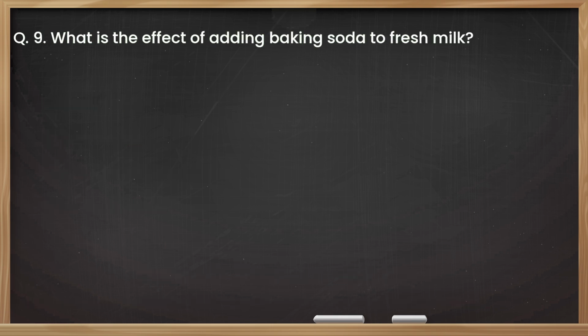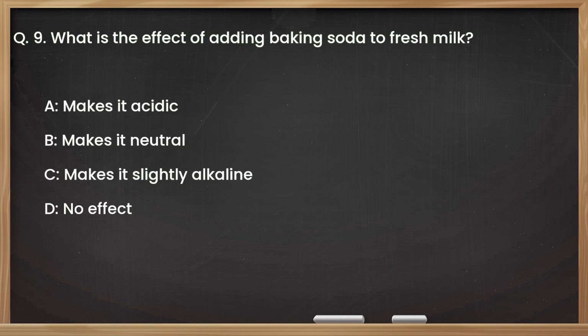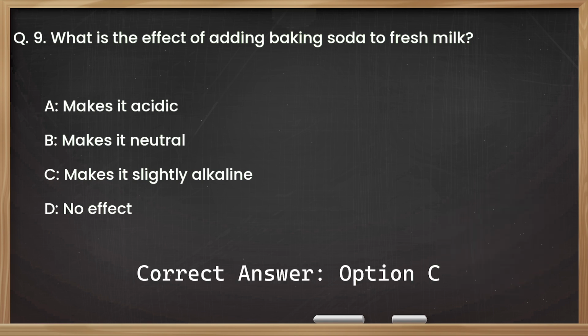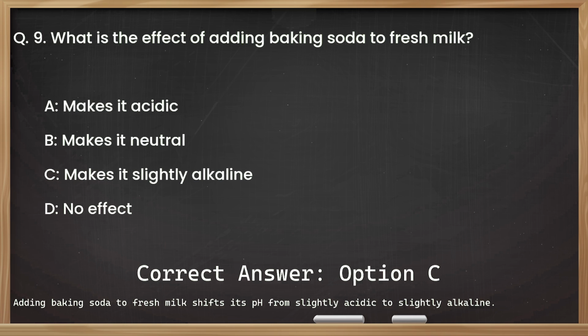Question 9. What is the effect of adding baking soda to fresh milk? Option A, makes it acidic. Option B, makes it neutral. Option C, makes it slightly alkaline. Option D, no effect. You have 5 seconds to answer the question. The correct answer is option C, which makes it slightly alkaline. Adding baking soda to fresh milk shifts its pH from slightly acidic to slightly alkaline.